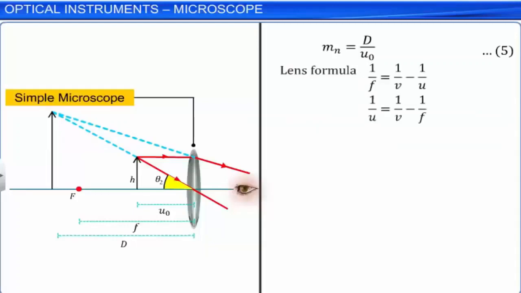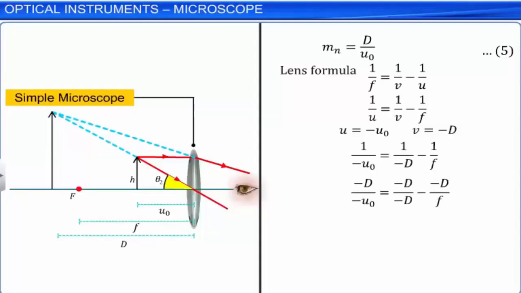On comparing this with equation 5, we get mn is equal to 1 plus d by f. Let this be equation 6. From equations 3 and 6, we observe that the magnifying power of the simple microscope is greater when the image is formed at the near point than when it is formed at far point. We prefer to have the final image formed at the far point because the images formed at the far point can be seen by a relaxed eye with minimum strain.